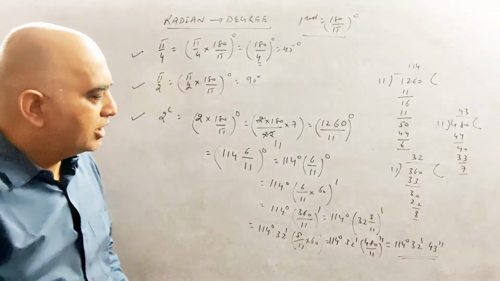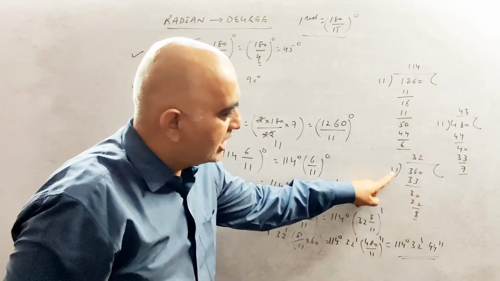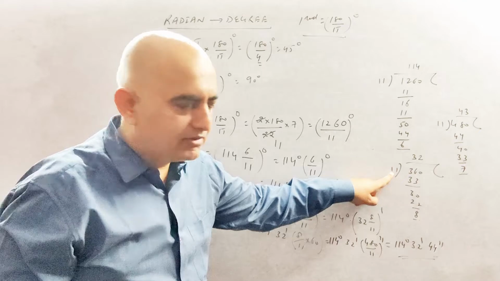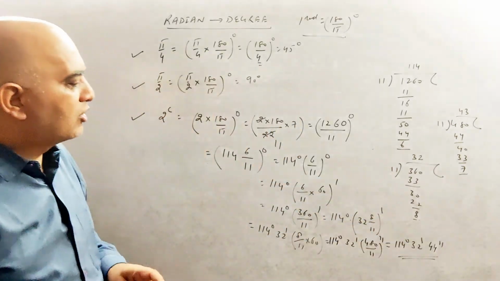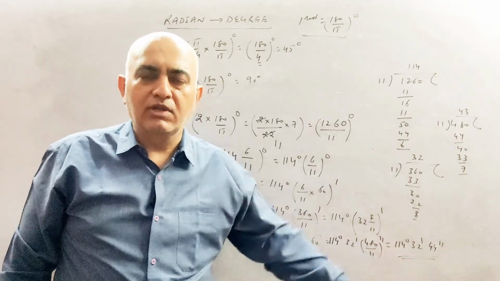Or it is 44 basically, because the remainder 8 is nearest to 11, right? It is more than half of 11. More than half of 11. So you can replace it by 44. So your value is 114 degree, 32 minutes and 44 seconds.